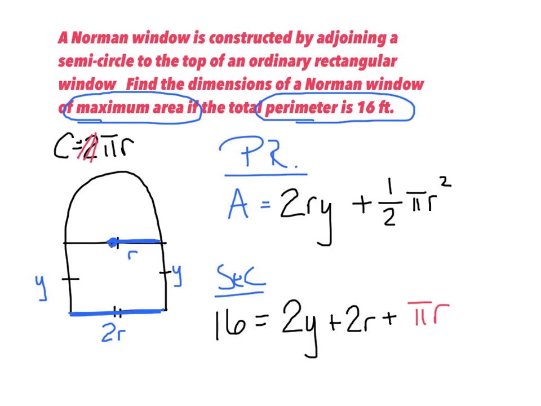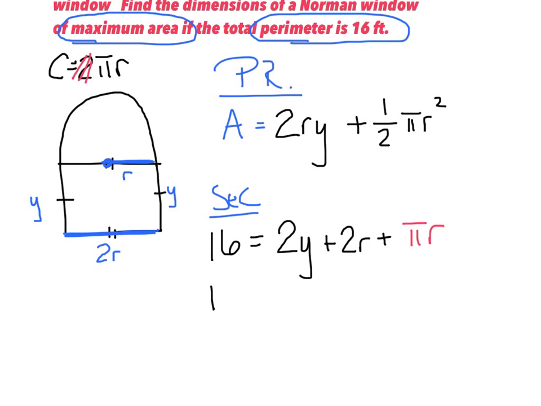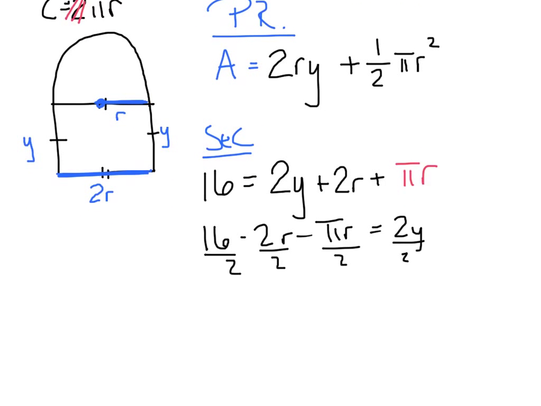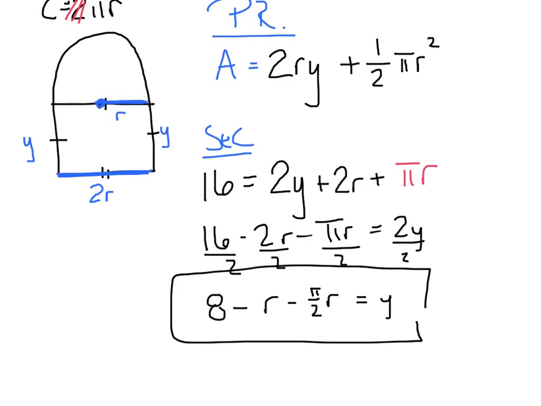Now, since my primary had an r and a y, I need to solve this equation, and because there's only one y, it's easier to solve for y. So I'm going to say I have 16 minus 2r minus pi r equals 2y. And then I'm going to go ahead and divide every term by 2. So I get, let's see, that's 8 minus r minus, or I guess I could say half, pi over 2 r equals y.